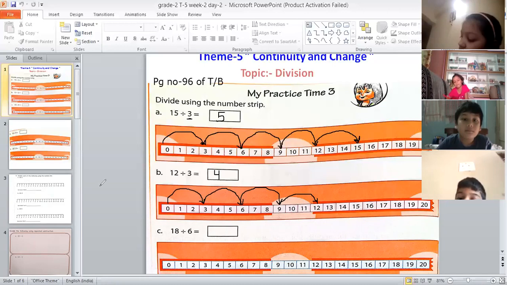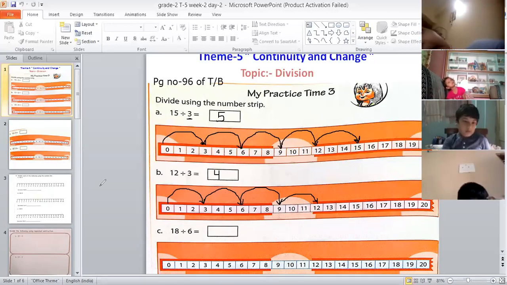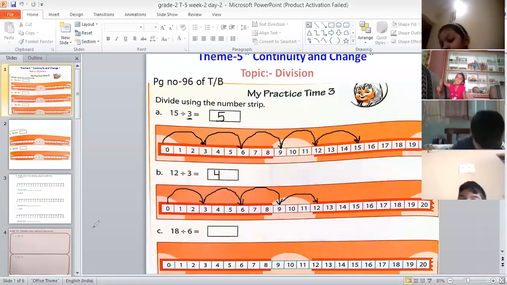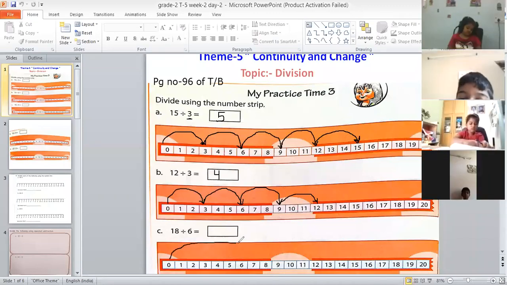After the division symbol, the number is 6. So this time we have to take steps of 6 to reach number 18. We'll start from 0 and count 6 steps forward. If you start counting from 0 and count 6 steps forward, you will reach number 6.